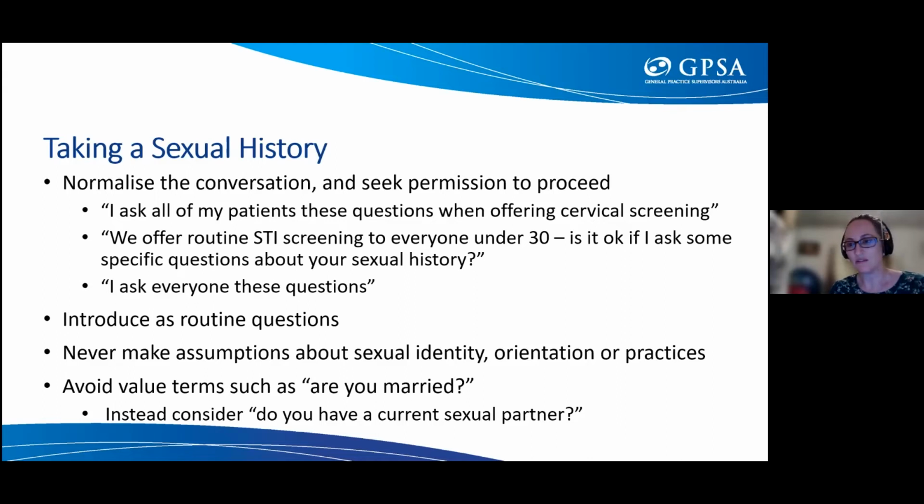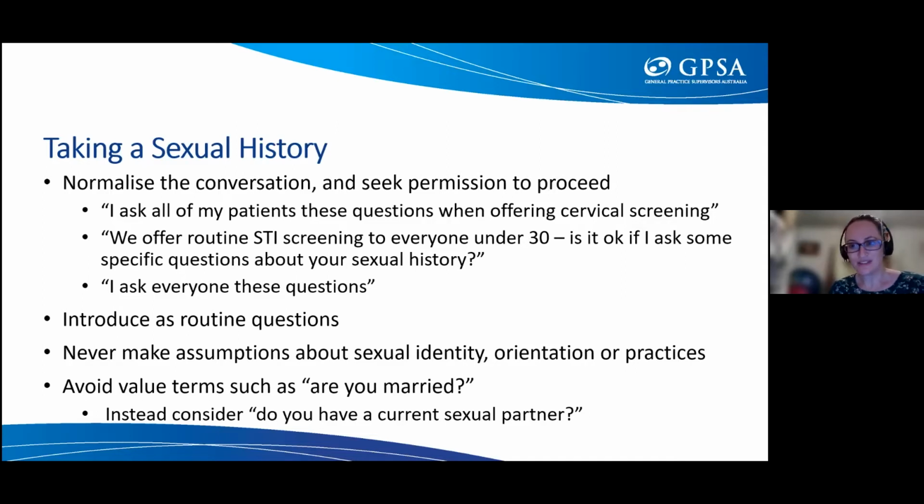So one thing that can be good to do is spend a bit of time role playing taking a sexual history, just so that the registrar can get used to using the words and saying the words so that they roll off the tongue and it doesn't sound so forced. So it's really important to ensure that your registrars are normalising the conversation and seeking permission to proceed.